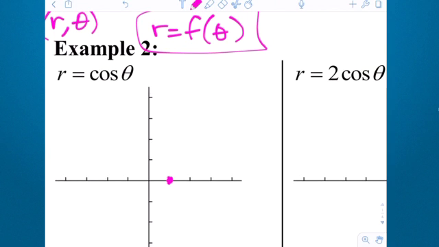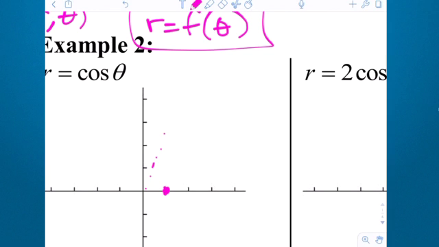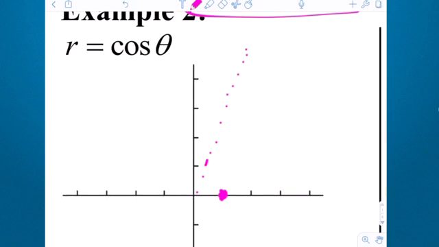Now I could choose any angle I want. As I rotate, pi/6 is square root of 3 halves. That's an ugly number. Pi/4 is square root of 2 halves. That's an ugly number. How about pi/3? Okay, so I'm going to draw my little radial line as a dotted line. So I'm rotating up here to pi/3, which is 60 degrees. What's cosine of pi/3? 1/2. Okay, so now I'm going to march out along this line a half unit.